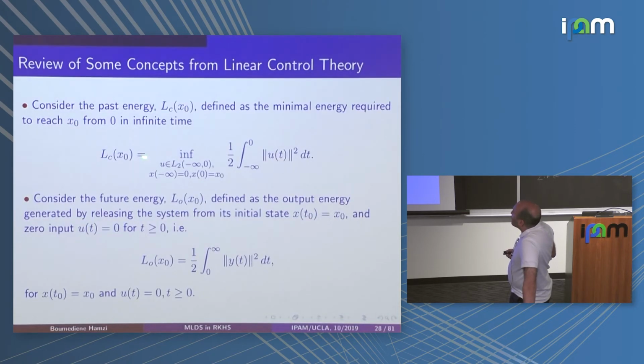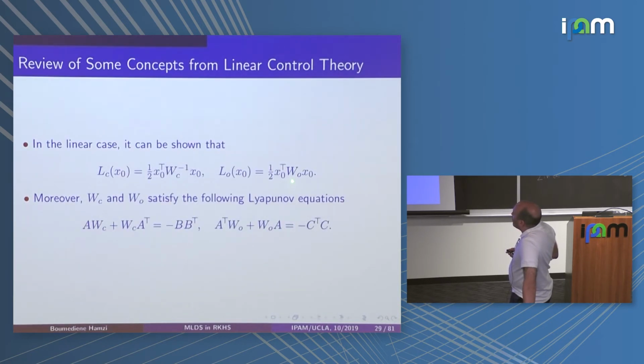Essentially, we consider the past energy L_C(x0), defined as the minimal energy required to reach x0 from 0 in infinite time. And then we consider the future energy, defined as the output energy generated by releasing the system from its initial state x0 with 0 input. In the linear case, these two energies are characterized by two matrices, W_C and W_O, that satisfy two Lyapunov equations. So L_C is equal to half of x0 transpose W_C inverse x0, and L_O is half of x0 transpose W_O x0, with W_C and W_O satisfying the Lyapunov equations.